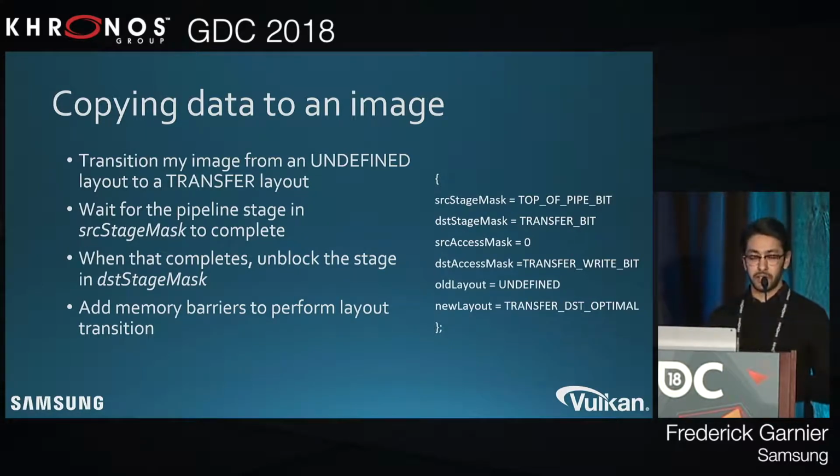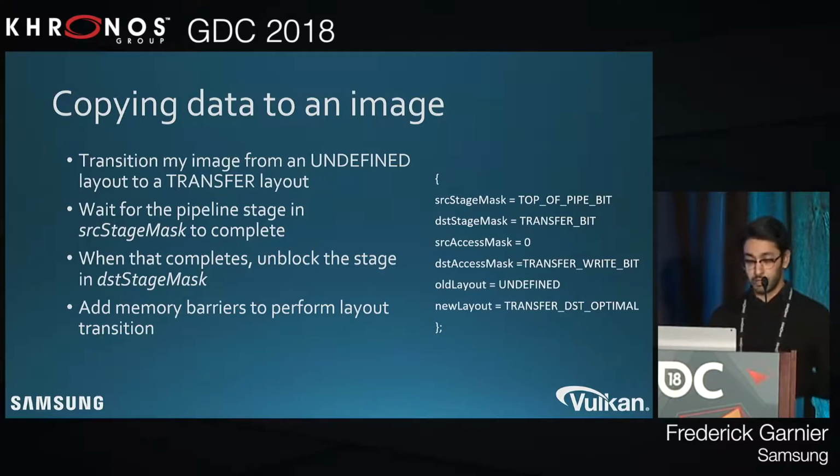So the other thing we also want to take care of is the execution and memory dependencies. We want to make sure that these transitions happen in a well-defined order, and this is exactly where the source stage mask and destination stage mask come into play. There's a handful of these in the Vulkan spec, but I'm only going to cover the ones that make sense in this example.